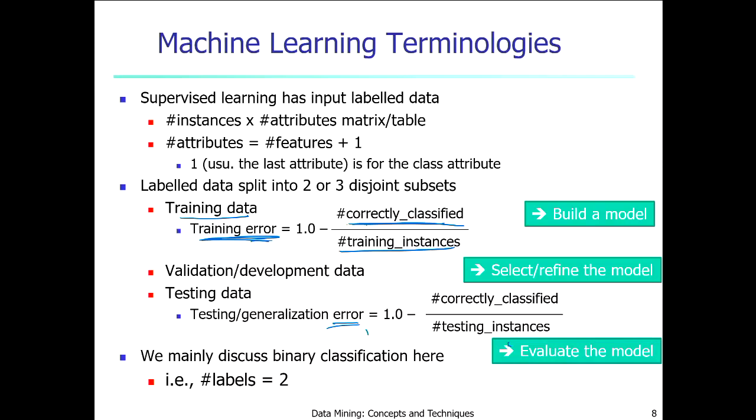So the best way to test how good your model is, is to test it on another set of data that you have never seen before. These are the test data, and you also have the correct label for each one of them. Then you can do the same evaluation and get something called test error, or sometimes we call it generalization error. And that's the error that we really care about.